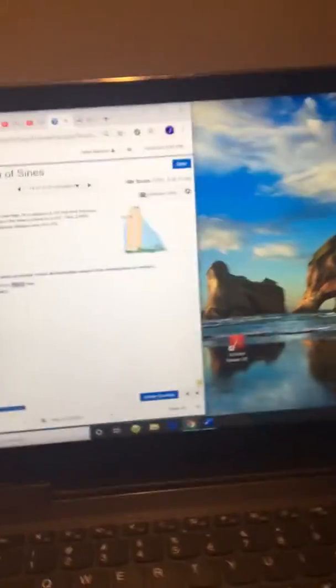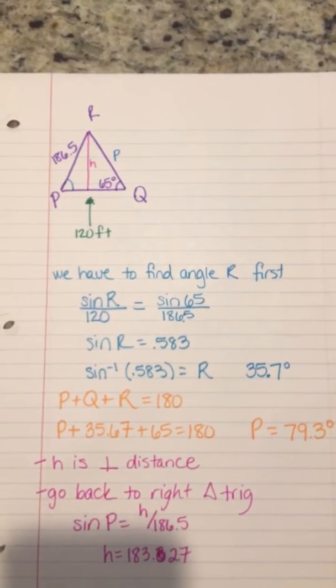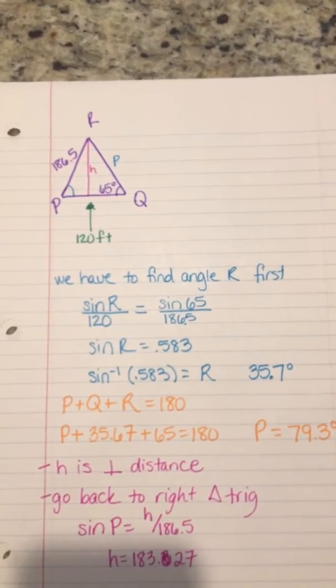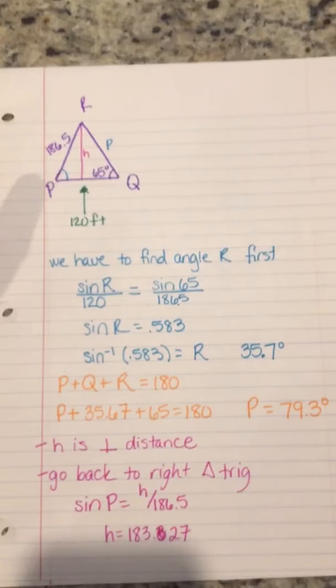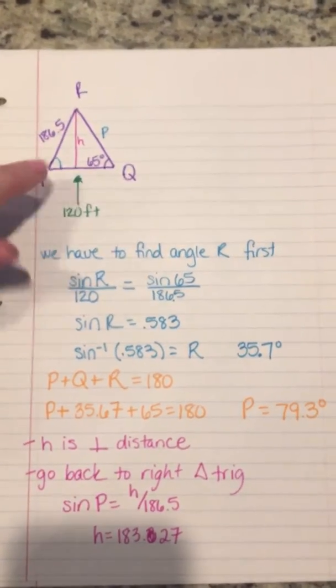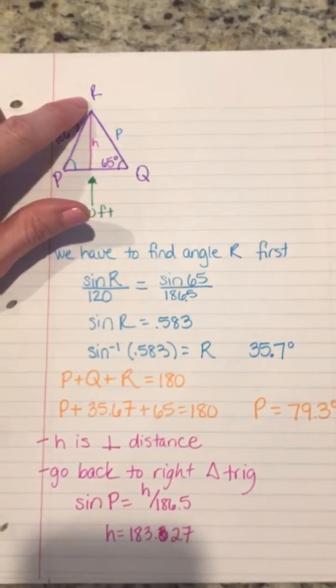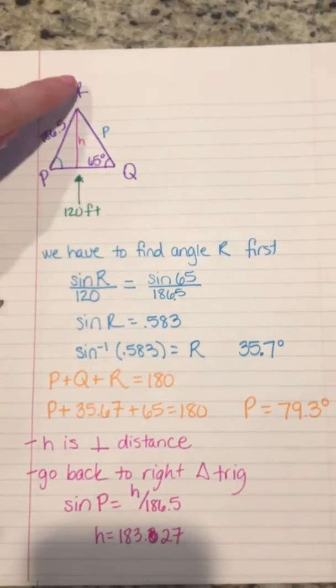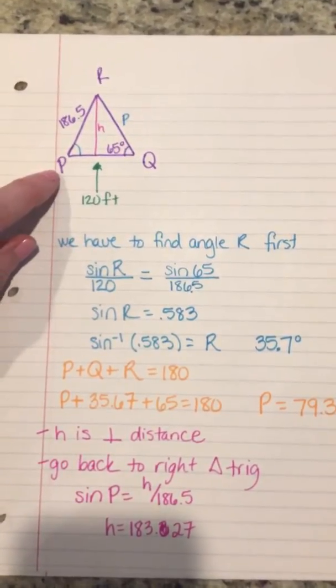So what I did is I drew the triangle down here. You'll notice my triangle is more slanted, but I just wanted to do that so you could see the height. So I just labeled my angles P, Q, and R. They're asking us to find RPQ, so I'm just calling it P.